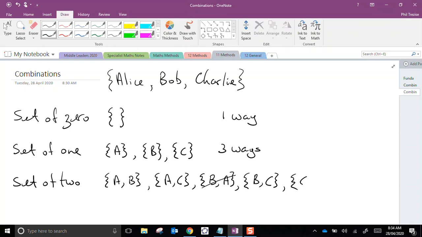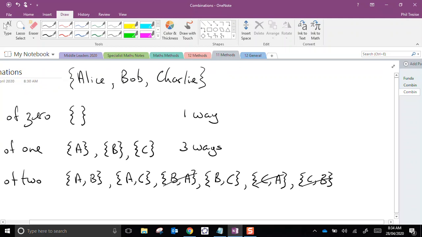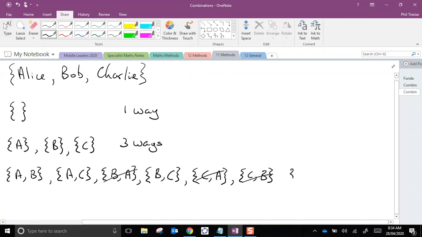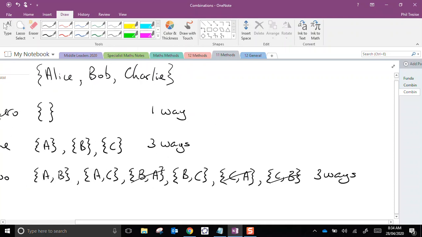So now I'll move on to Charlie. Let's say Charlie could pair with Alice. But wait a minute, that occurred over there, so that one's not really a new combination. And what if I said Charlie could be paired with Bob? But that one already happened here, so that one's not really a new combination. Now I've exhausted the possibilities, so there are only really 3 different ways that we could select a pair of people, or 2 people, 3 ways to do this.